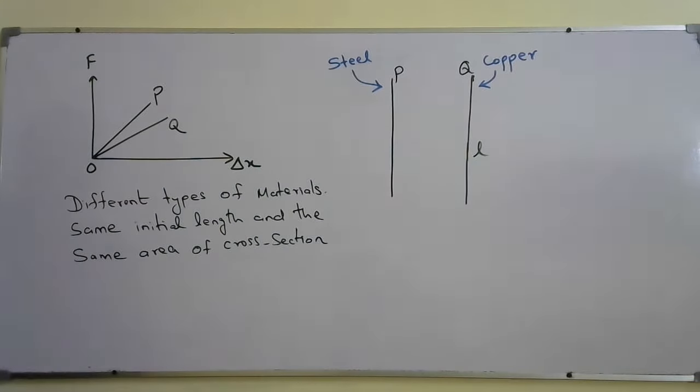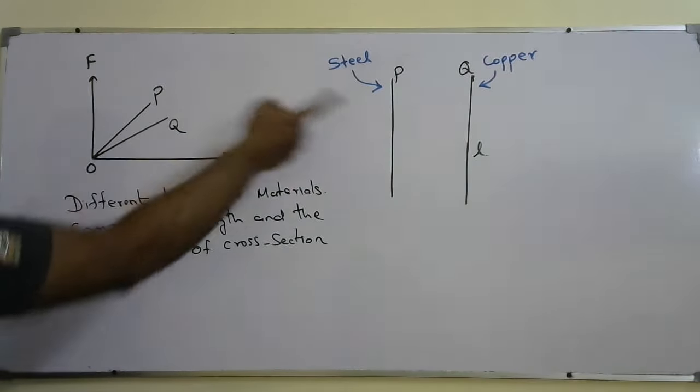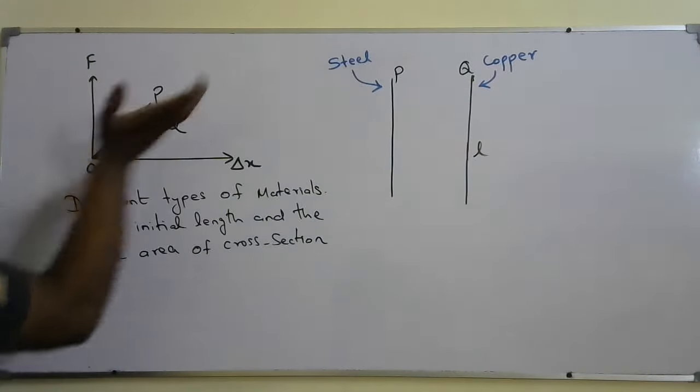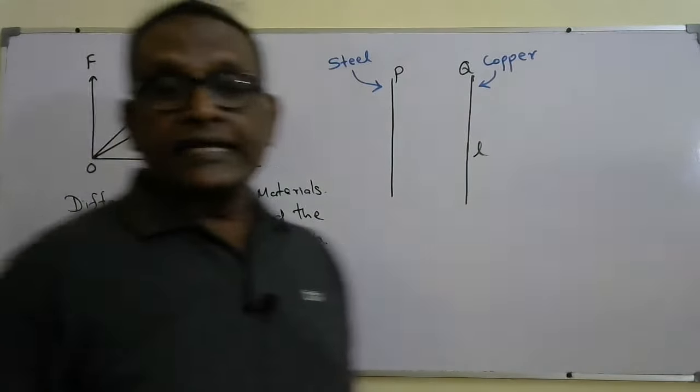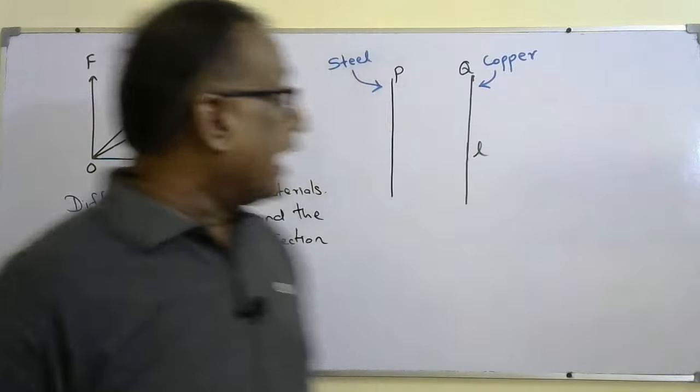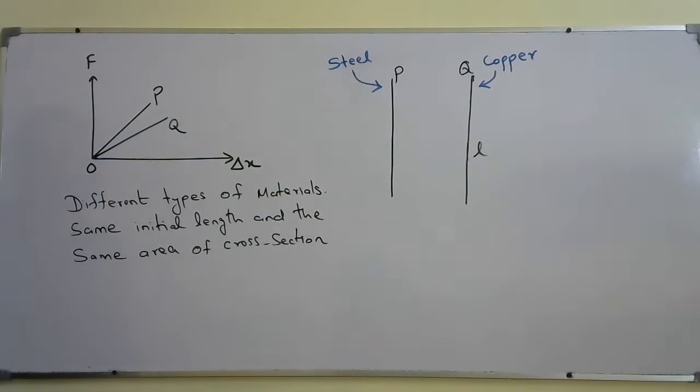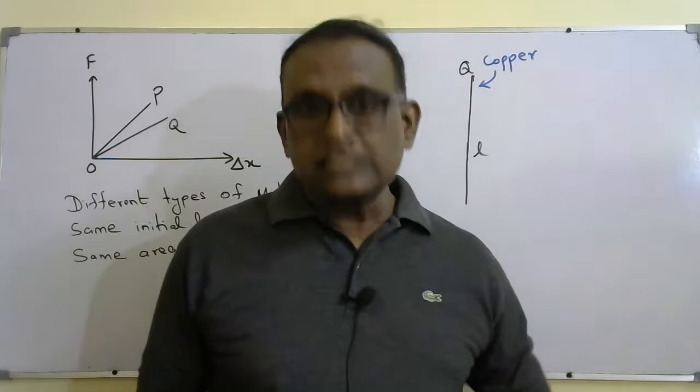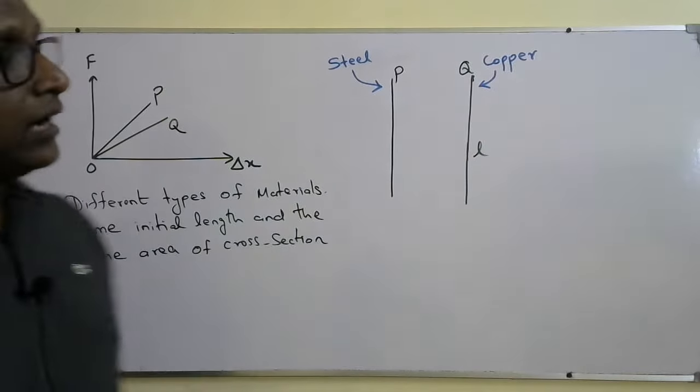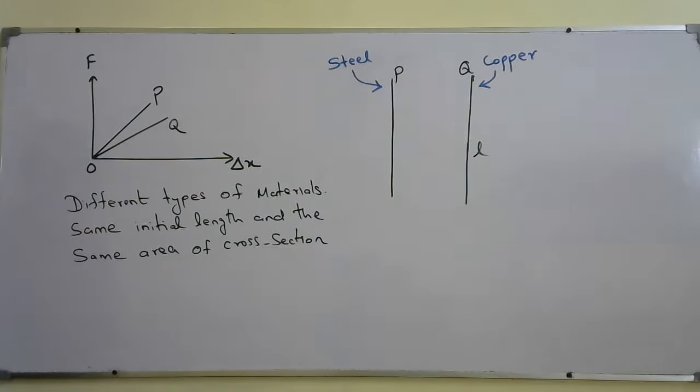There, if you plot a graph of force against extension, you will get a graph like that. P, which is made of steel, will have a larger gradient, meaning it is stiffer than the wire made of copper. Yes, this also can be explained when I start Young modulus. By using that, we can explain this behavior also.